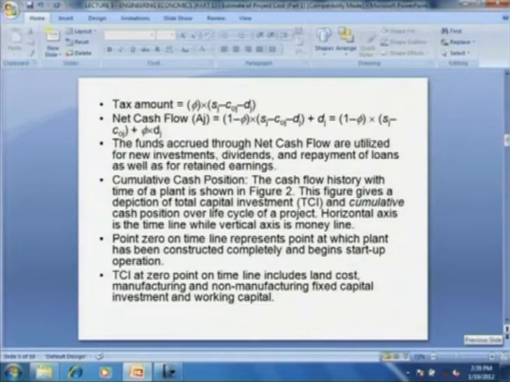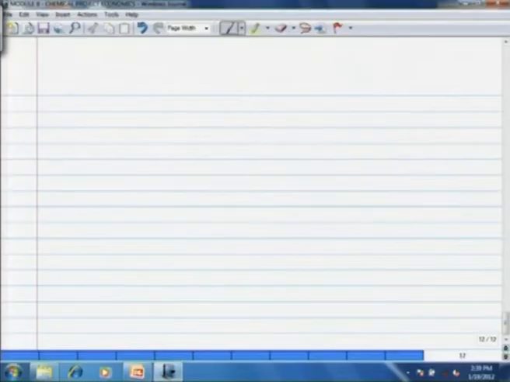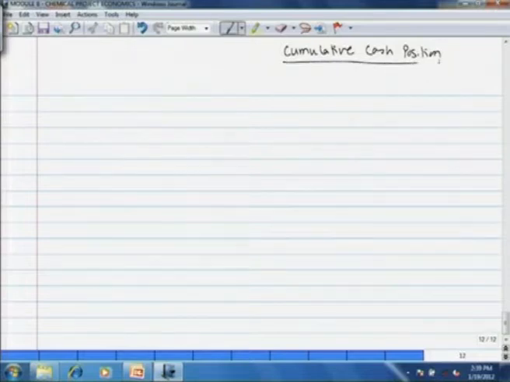Now we shall draw another diagram in which money and time will be the two axes, and then we shall see how the funds vary over time and magnitude. Cumulative cash position diagram for a company. Here we have two axes. The y axis is that of money and the x axis is that of time.